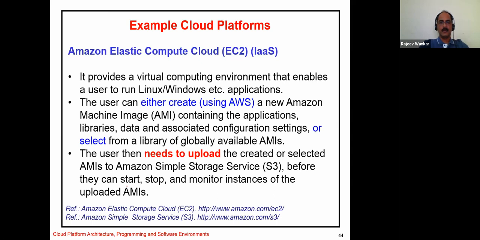Now, in order to use it, the user has to upload this created image to Amazon Simple Storage Service, which we call the S3 service, before it can be started, stopped, monitored. So the uploaded AMI can be seen here. If it is only an infrastructure as a service offering, this is the way that Amazon provides it. It is almost like when I'm connecting to a machine, and suppose I want a complete cluster available on which I can write my program. I need some higher end machine with 8 GB of RAM and certain parameters that I specify. So you can select those images and then run them. You have to put it into Amazon Simple Storage Service, and then you can start and stop it.